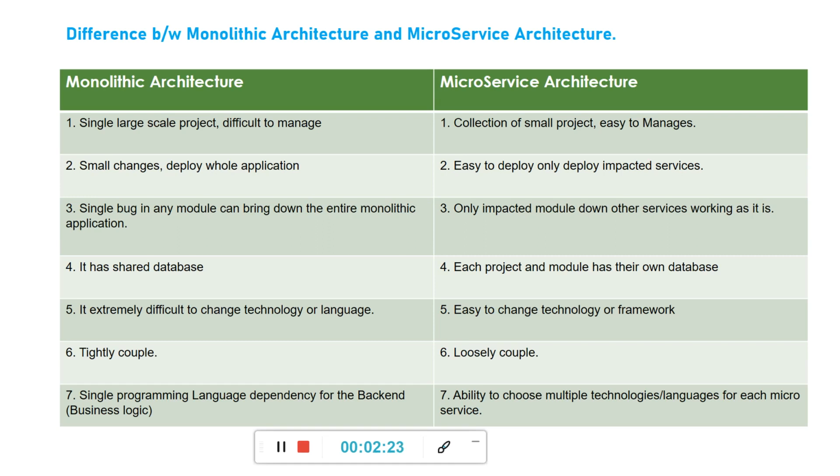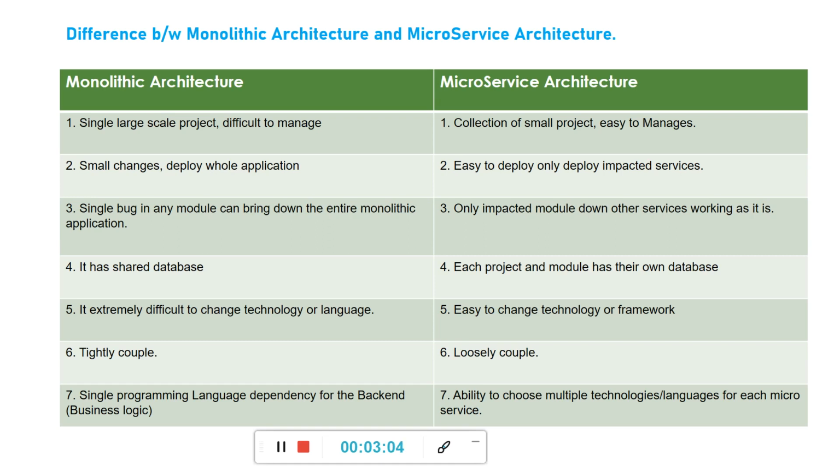In the first part I already took the example of an e-commerce site. If one service is down, the other services keep working as they are. In monolithic architecture, there is a shared database, but in microservices, each project and module has its own database, and it might be on separate servers. It's easy to choose. In monolithic architecture, it's extremely difficult to change technology or language, while in microservices it's easy to change technology or frameworks. Monolithic architecture is tightly coupled between modules, and microservices are loosely coupled.